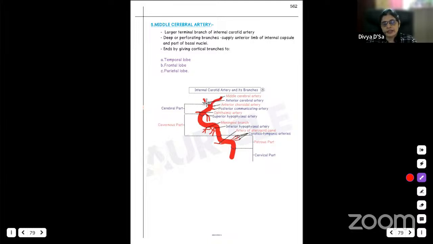So terminally, it divides into anterior and middle cerebral. The middle cerebral is the largest terminal branch of the internal carotid. It gives deep or perforating branches which supply the anterior limb of the internal capsule and part of the basal nuclei. It ends by giving cortical branches to temporal, frontal, and parietal lobes.